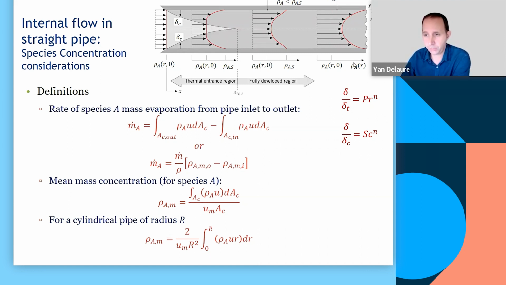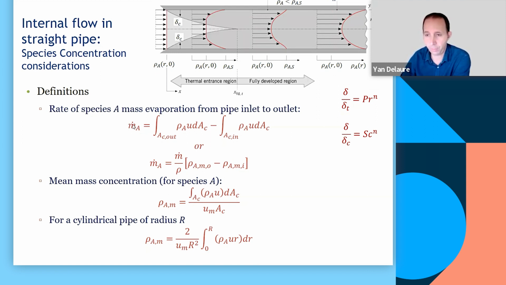So what are the various terms we need to define? First, the thickness of the concentration boundary layer, delta C, is related to the thickness of the hydrodynamic boundary layer by this ratio, where we use the Schmidt number to the power n. So we know that the Schmidt number determines the relative strength of the two boundary layers, in the same way as the thickness of the hydrodynamic boundary layer was related to the thickness of the thermal boundary layer by the Prandtl number.